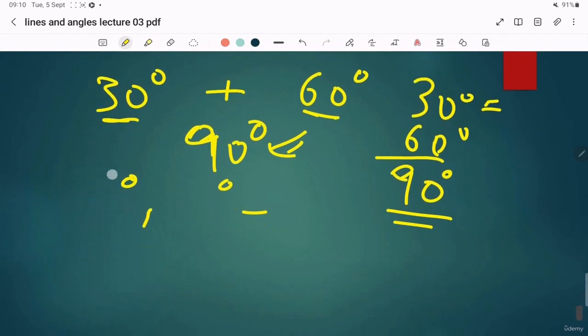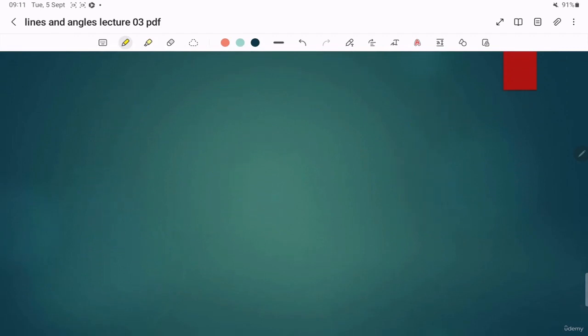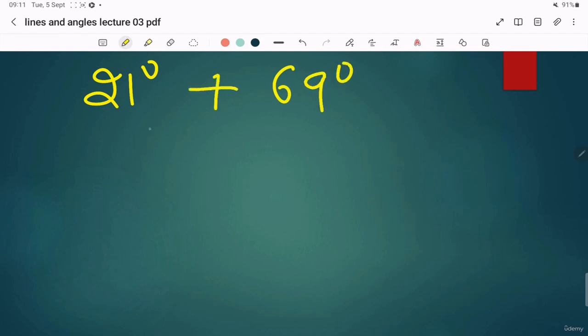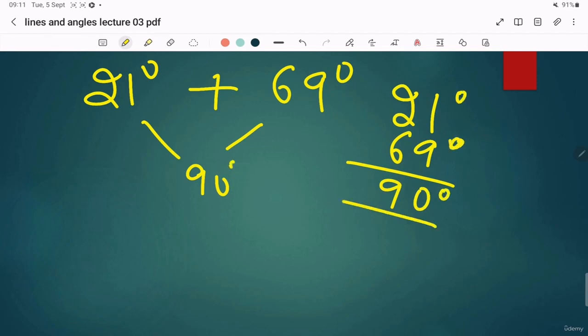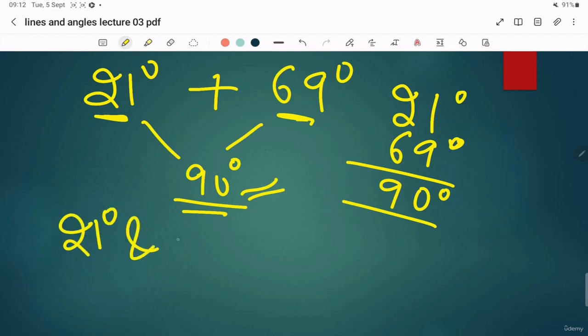Now let's say we have two angles. One is 21 degrees and another is 69 degrees. Now take their sum. Write 21 and 69. This will be 90. Both angles are in degrees, therefore write a degree sign. Now the sum of these two angles is 90 degrees. Therefore these are complementary angles, 21 degrees and 69 degrees. These two are a complementary angles pair.